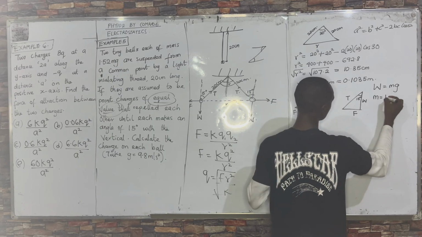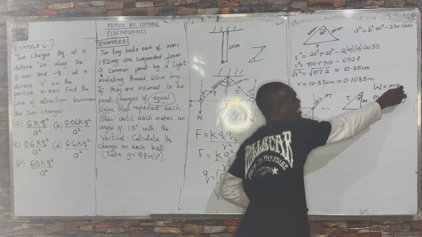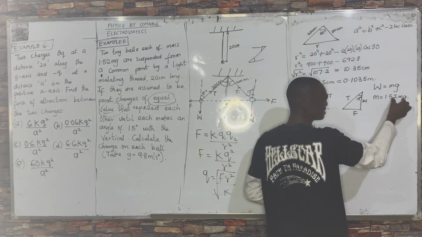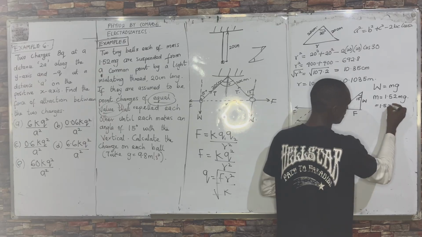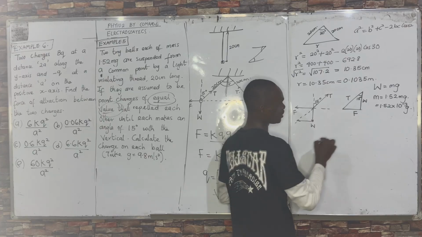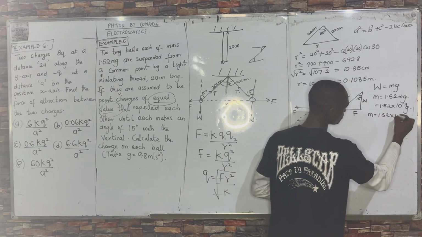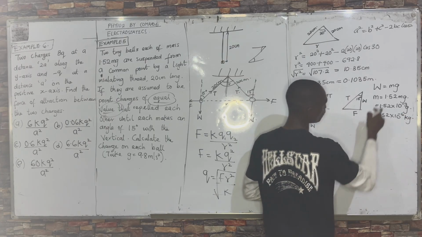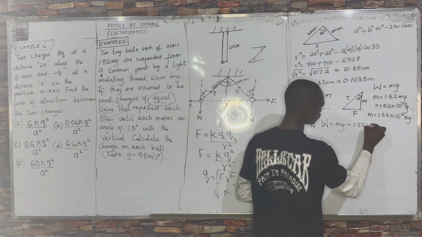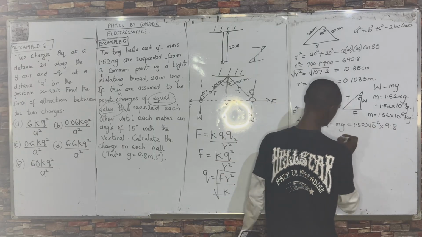And your mass from your question is 1.52 milligram. Do not forget, for you to multiply mass and g, mass must be in kilogram. So you have to find a way to convert this to kilogram. Do not forget that milli means times 10 raised to the power minus 3 gram. Then how do you convert gram to kilogram? Divide by 1000, right? So it should be 1.52 times 10 raised to the power minus 6 kilogram. So to get weight, you have mg, and g from your question is 9.8.